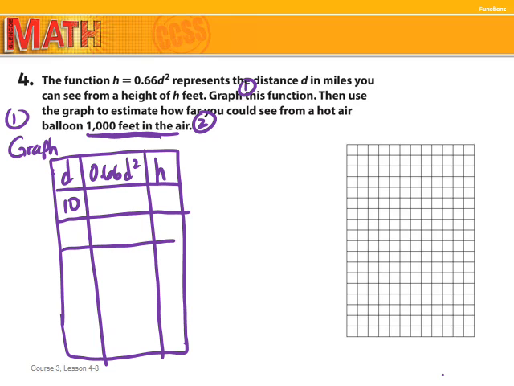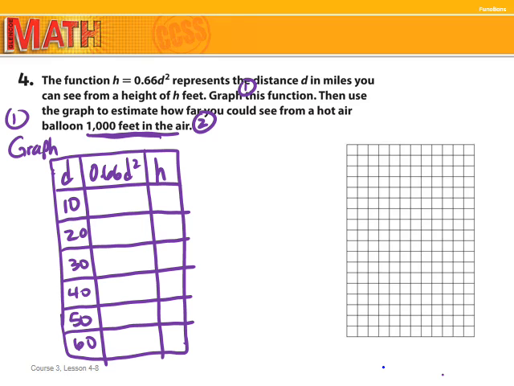Let's go 10, 20, 30, 40, 50, 60. See how that works out. And I'm using base 10, which is going to make it easier for me to multiply also in my head. 0.66 times 10 squared. So 10 squared is 100. 100 times 0.66 is 66.